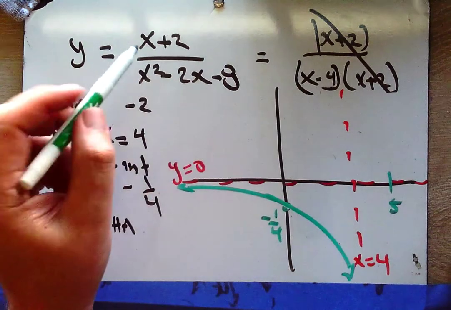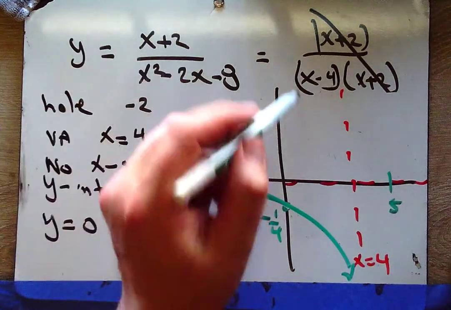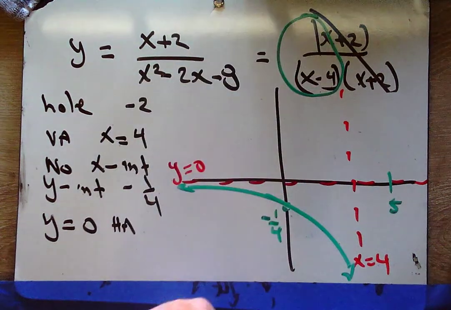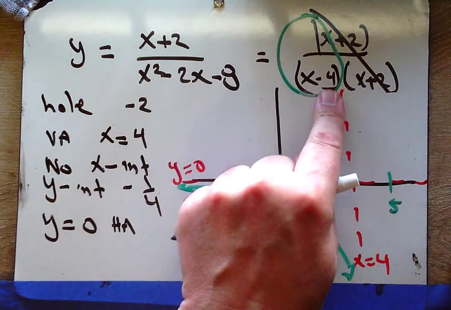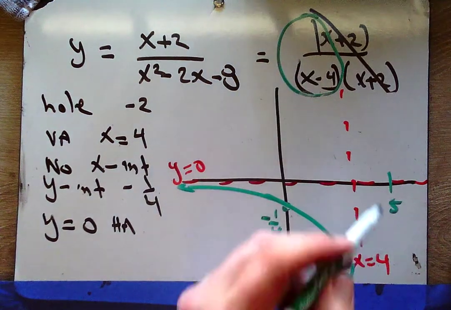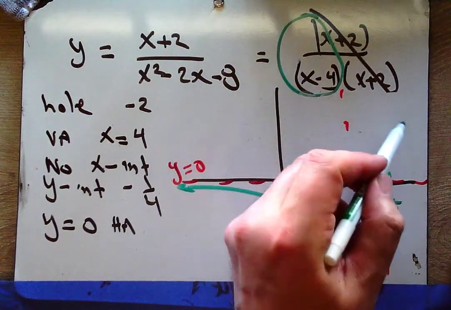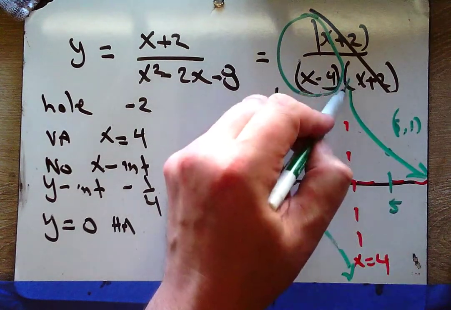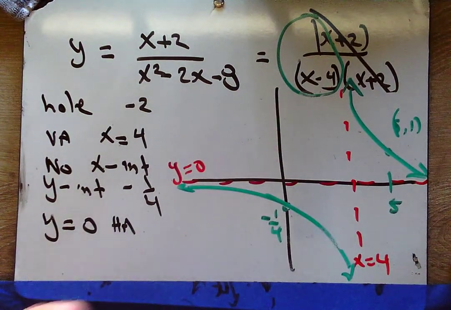If I plug a 5 in, I can plug that 5 here. I can plug that 5 here. I would rather just plug that 5 in here. 5 minus 4 is 1. 1 over 1 is 1. At 5, I have a value of 1. So I must have something like this. Okay, done.